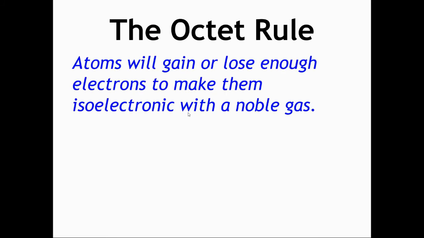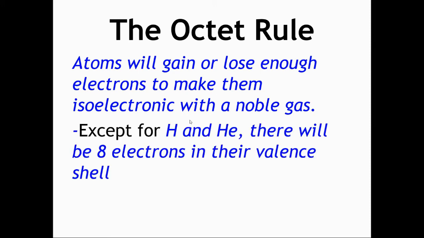Okay, so I said that for any of these bonds to occur, there has to be a motivation. One of the biggest motivations is the octet rule. The octet rule says that your atoms want to lose or gain electrons in order to make them isoelectronic with a noble gas. What does that mean? Atoms want to have 8. They want to have 8 valence electrons. That's what they want. That's what makes them happy.